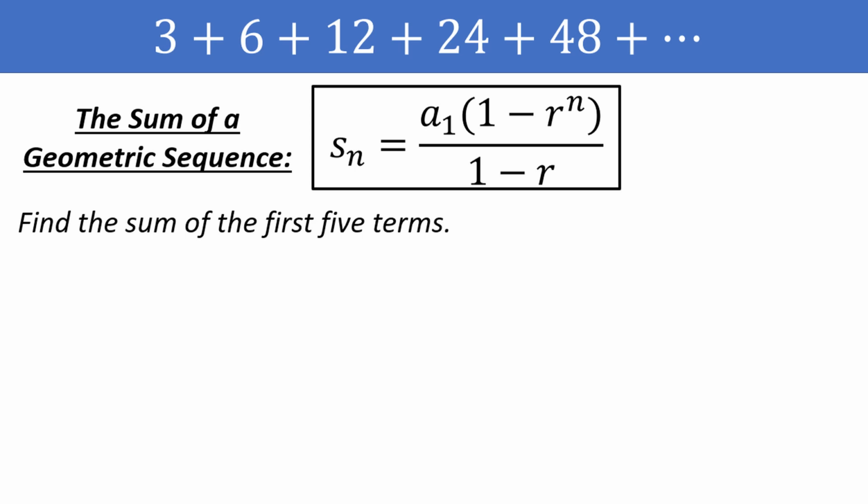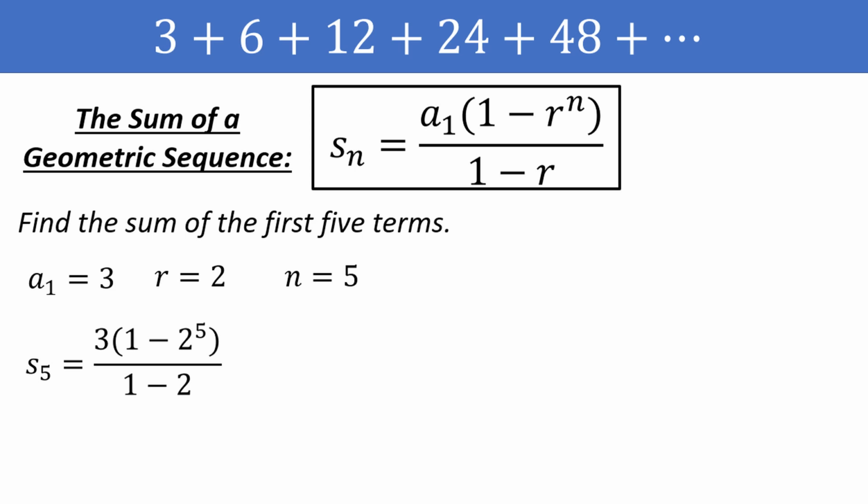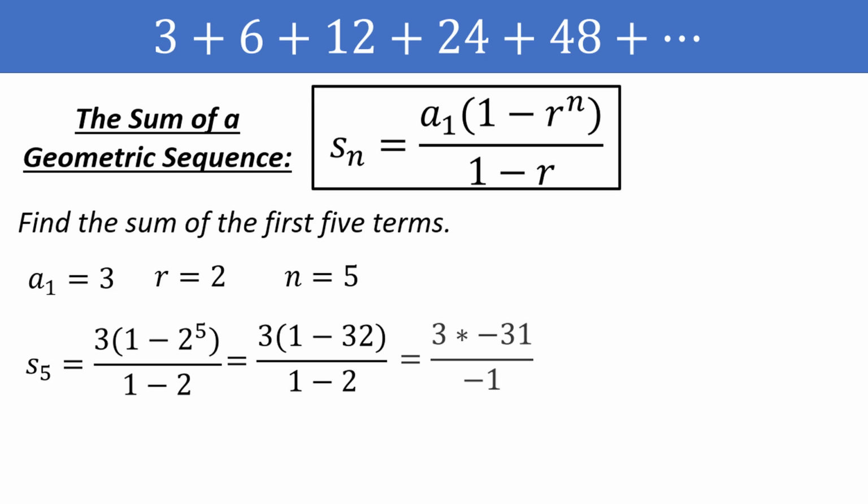If we want to sum the first 5 terms, a sub 1 is the first term of 3, r is equal to the common ratio of 2, and n is the 5 terms that we want to sum. Plugging in, we have s sub 5 is equal to 3 times 1 minus 2 to the 5th power divided by 1 minus 2, which is equal to 3 times 1 minus 32 divided by 1 minus 2, or 3 times -31 divided by -1, which is -93 divided by -1, or 93.